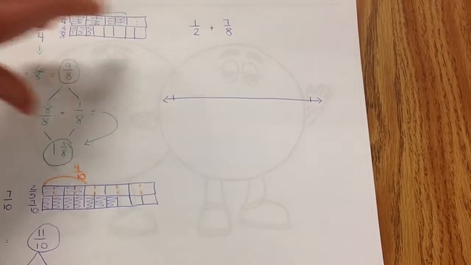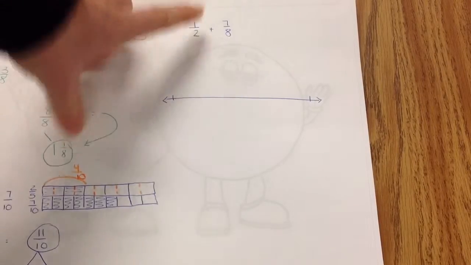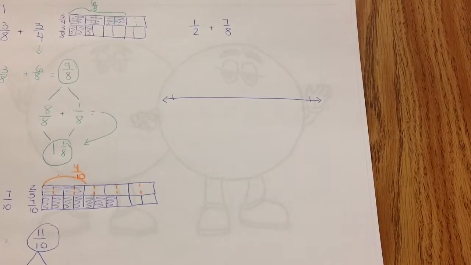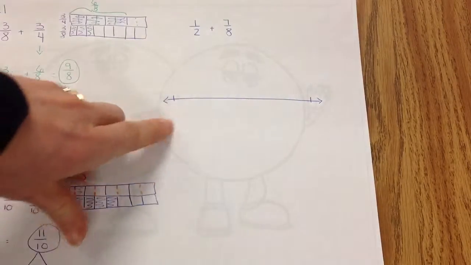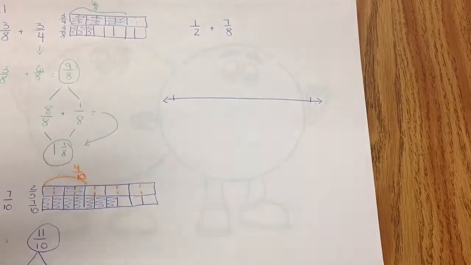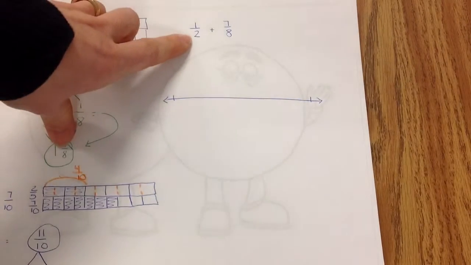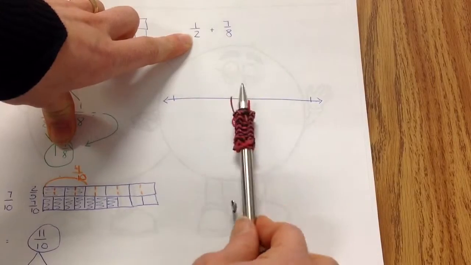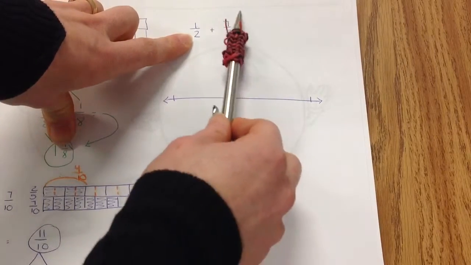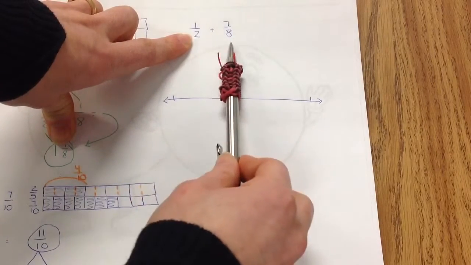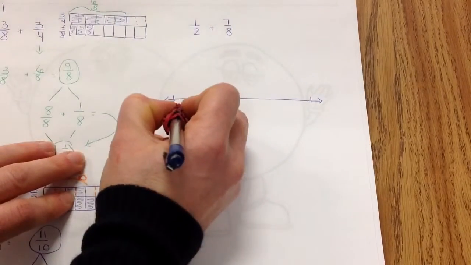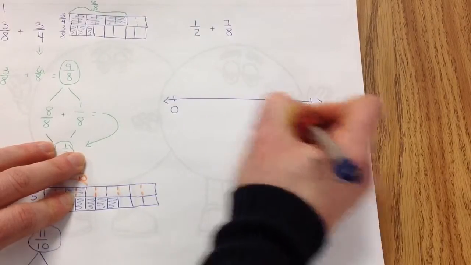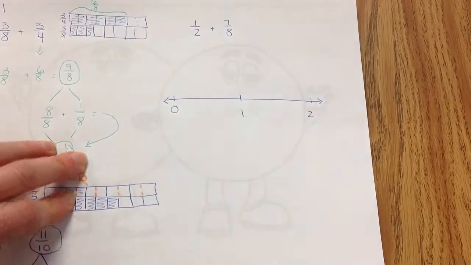The next thing I want you to do is add 1/2 plus 7/8, and we're going to do it on a number line. So here's the hard part. Am I going to make my endpoints 0 to 1, 1 to 2, 0 to 2? Well, I know that a half is going to fall between 0 and 1. 7/8 is more than a half, so I think that we're going to be over 1. So my suggestion is to go from 0 to 2, midline 1.